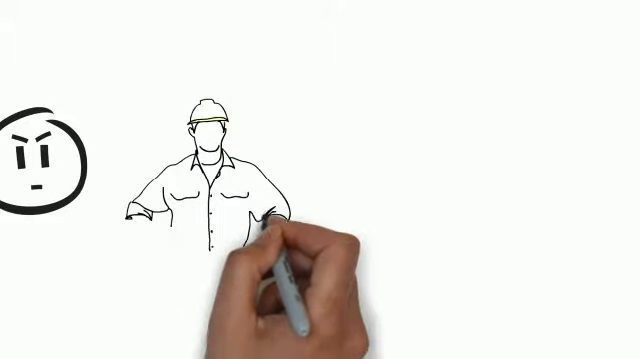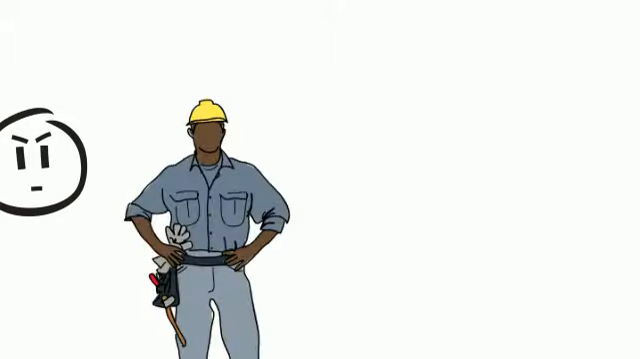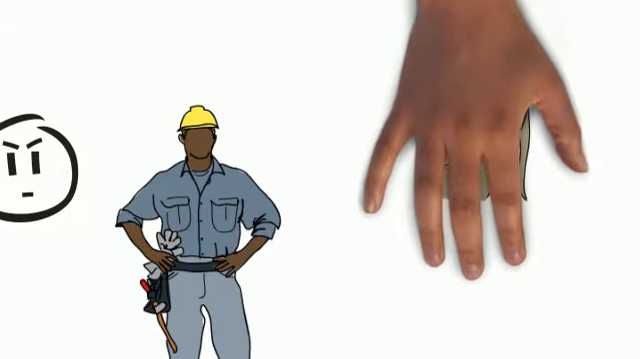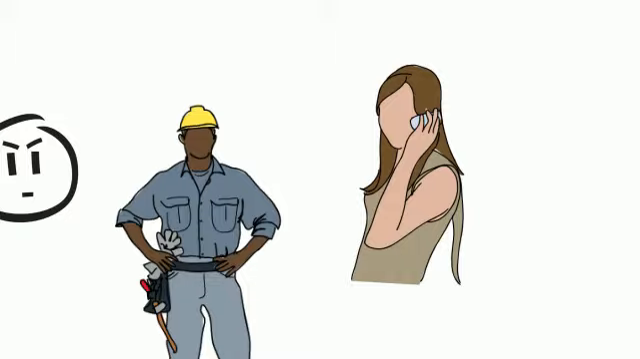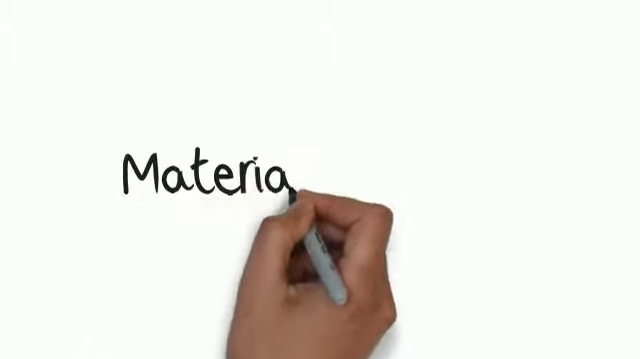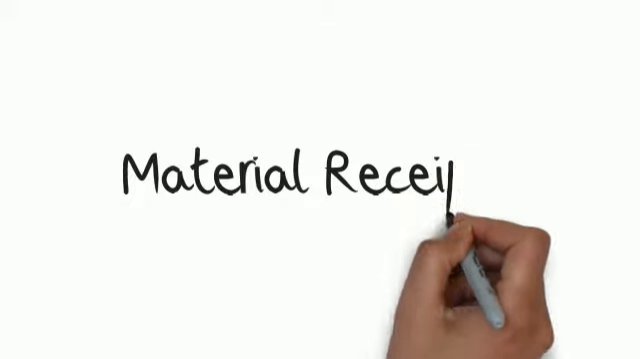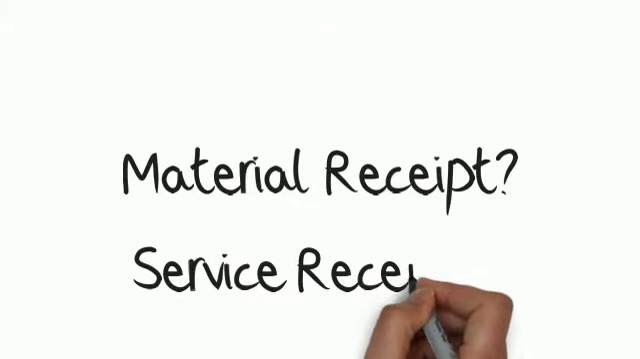If the physical receiver is not the same as the requisitioner, then these 2 individuals must communicate with each other to ensure that the receipt is completed in SAP. Another challenge can occur if the receiver uses the wrong transaction in SAP when entering the receipt. Please note that there are separate transaction codes in SAP to differentiate if you are receiving a material or a service.